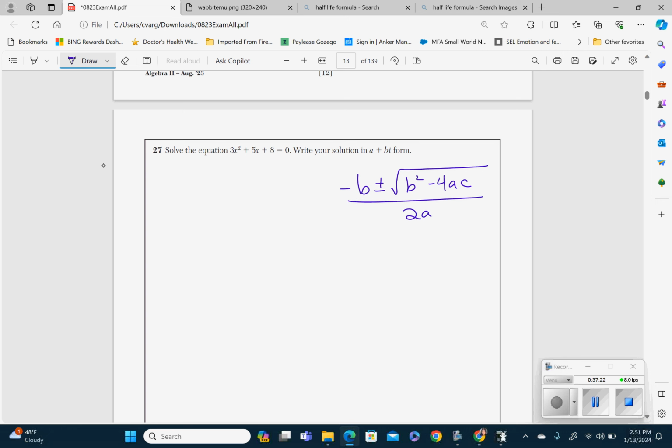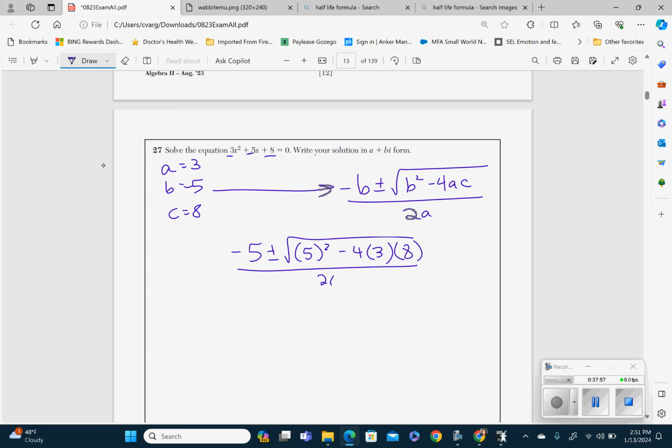Okay, so how you do this question and get it right every single time is your a is 3, your b is equal to the number that's in front of the x, which is a 5, and your c is equal to the number that's by itself, which is an 8. So the formula says whatever your b is, you do the opposite of it. So the opposite of 5 is -5 plus or minus the square root of b squared. So we're going to put 5 squared minus 4 times a, which is 3, times c, which is 8, all over 2 times your a, which is 3.